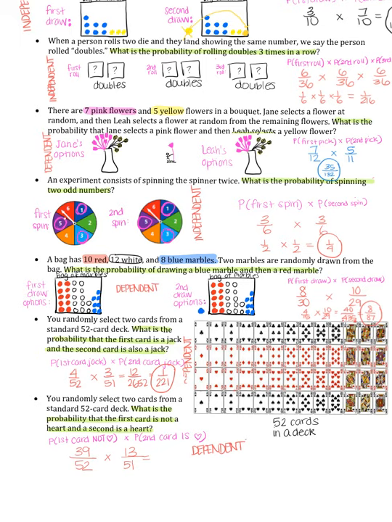Multiplying across, 39 times 13 gives me 507. 52 times 51 gives me 2,652. And I can reduce that down to be 13 over 68. The probability of choosing a card that is not a heart first and then a card that is a heart second would be 13 over 68.